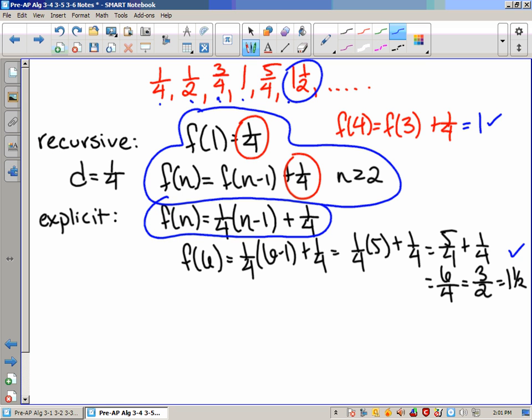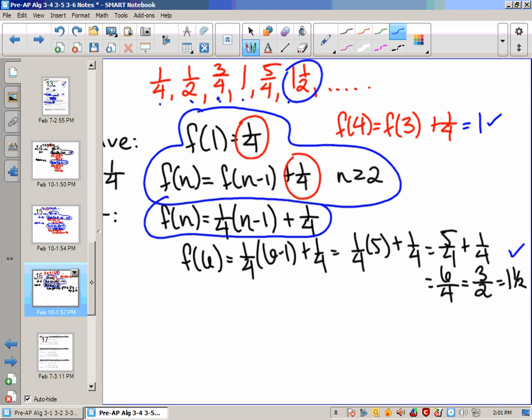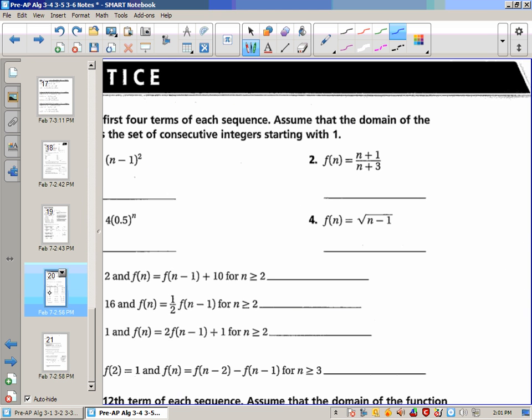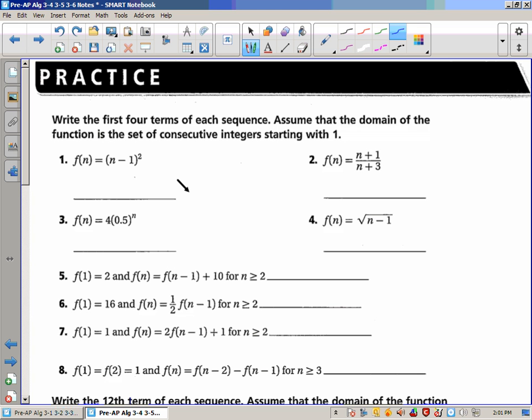Okay? So in your assignment, which is the practice here, you're only doing evens. So remember that. You're only doing evens. For these problems here, you're just plugging in values. So for number 2, for example, to find the first term in the sequence, I would put in 1 for n. That's going to be 2/4, which is 1/2. So 1/2 is the first term in the sequence. Then I would go on from there.